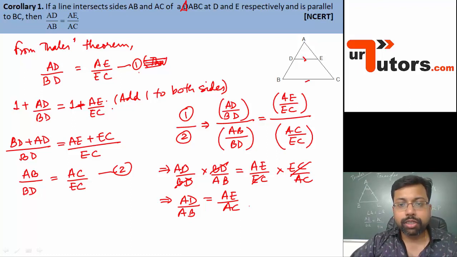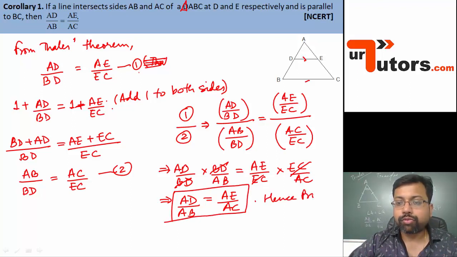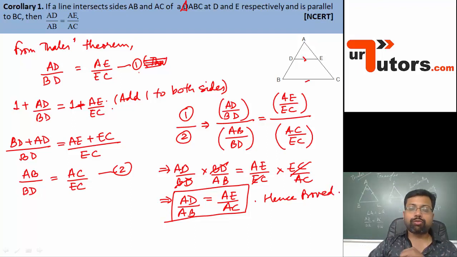This is what we had to prove, so we stop here and write hence proved. Let's see what we did here. We know from the Thales theorem that in a triangle, if DE is parallel to BC, we have AD by BD is equal to AE by EC. This we can straight away write from the Thales theorem.